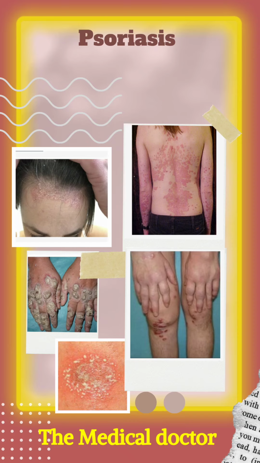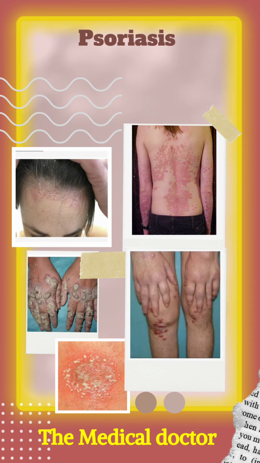Hello, we are talking about psoriasis. What is psoriasis? Psoriasis is a common chronic immune mediated inflammatory condition in which multiple genetic factors and environmental factors lead to formation of erythematous plaques with silvery white scales.